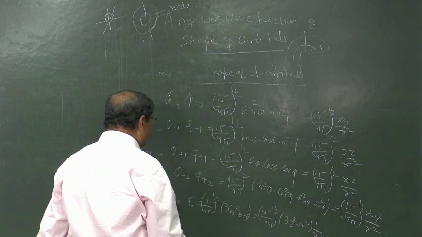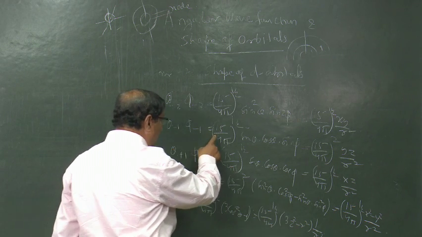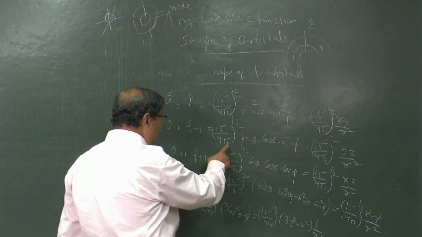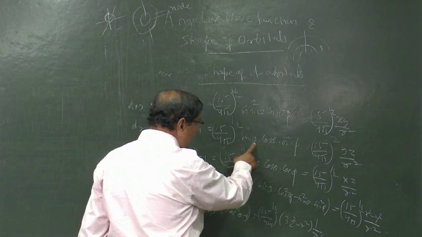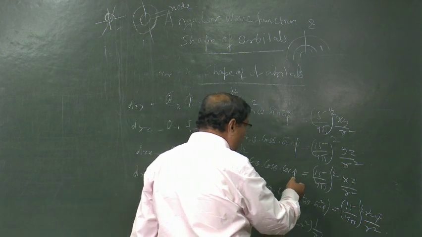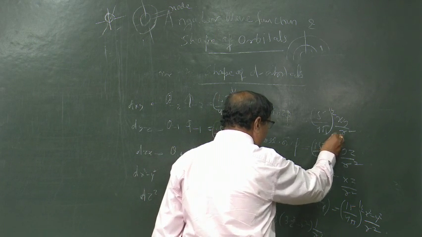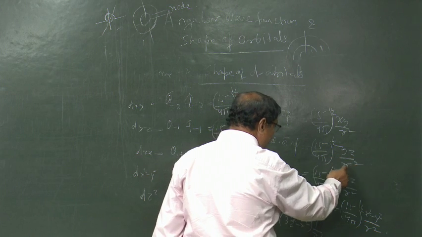by r square. Similarly, this corresponds to m equal to minus 1. The angular wave function is 15 by 4 pi half sin theta, cos theta and sin phi. Now, if you convert into Cartesian coordinates, 15 by 4 pi half, that is yz by r square.